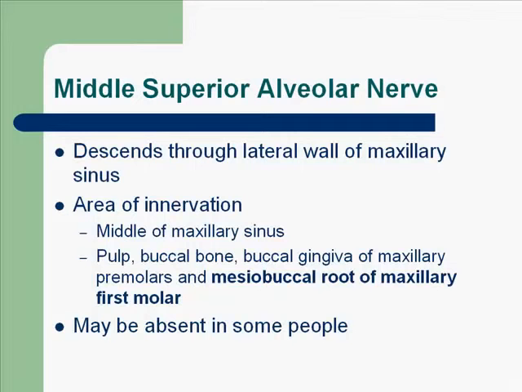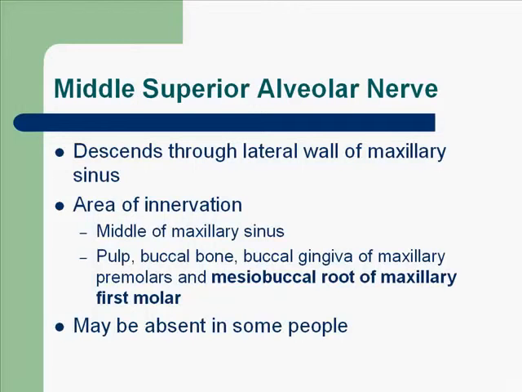The MSA nerve descends through the lateral wall of the maxillary sinus. This is also an afferent nerve of sensation, which includes, of course, pain. Its area of innervation is the middle of the maxillary sinus, the pulp, buccal bone, buccal gingiva of the maxillary premolars, and the mesiobuccal root of the maxillary first molar.